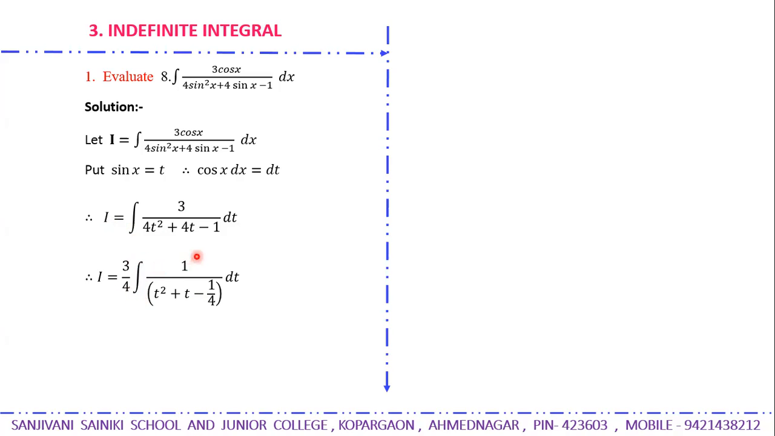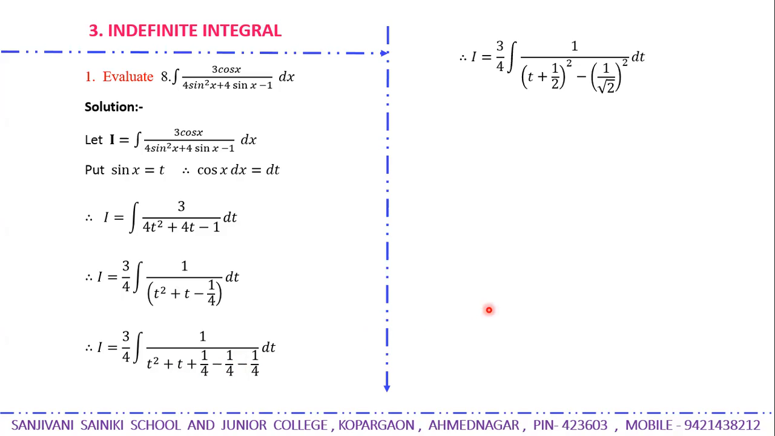3 upon 4 times integral of 1 upon t square plus t minus 1 by 4. So here the last term we will get is 1 upon 2 into coefficient of t, which is 1. So 1 upon 2 into 1 is 1 upon 2, and its square is 1 upon 4. So add 1 upon 4 minus 1 upon 4. So the first three terms will give you t plus 1 upon 2 bracket square, and these two terms will give you 1 upon root 2 bracket square.